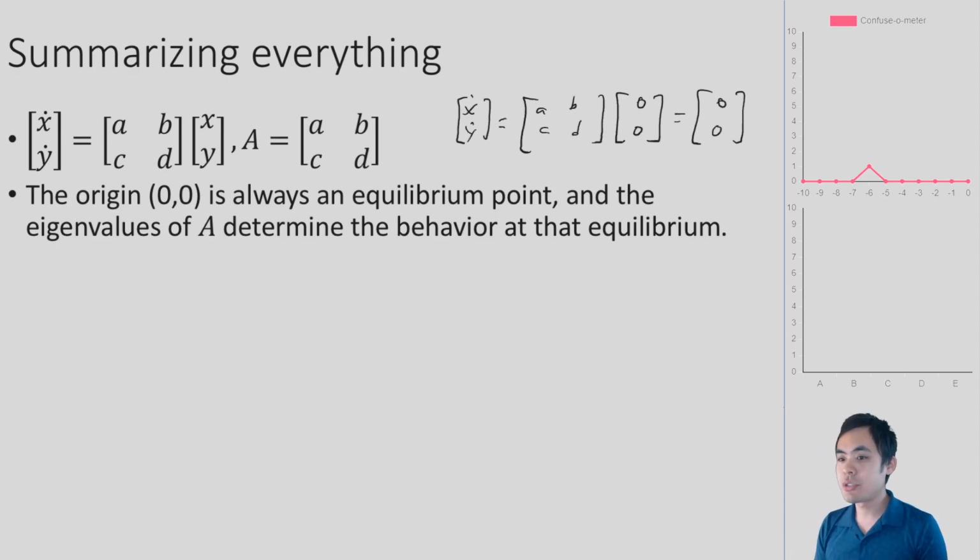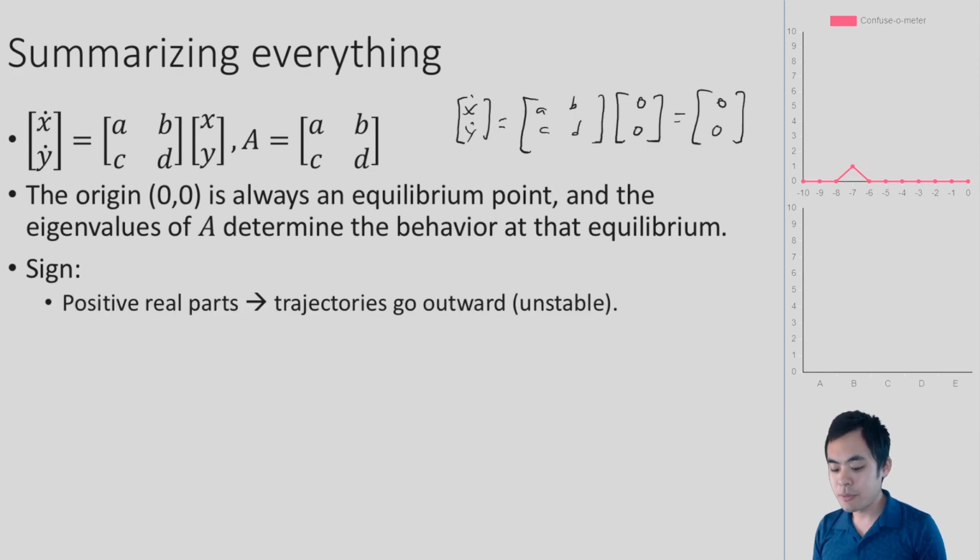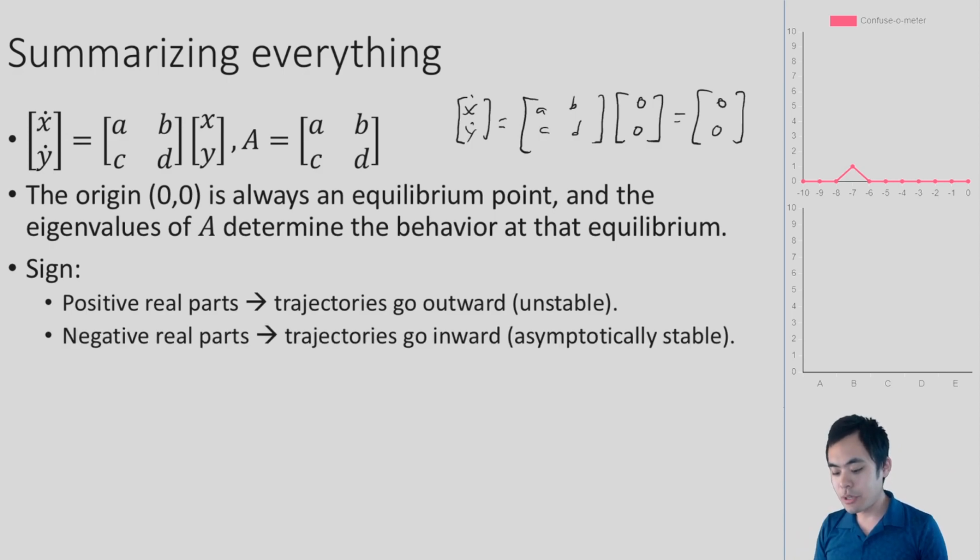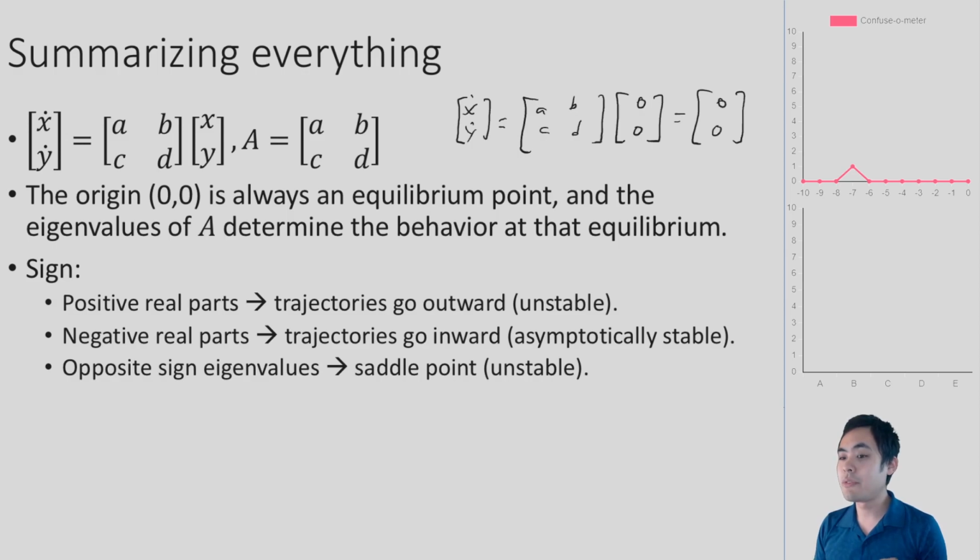So now this is an equilibrium point, and we want to understand the behavior of the system around the equilibrium point. There are a couple of ways of doing this, and we just have to look at the eigenvalues. Positive real parts say that the trajectories go outward. Negative real parts mean that the trajectories go inward. Opposite sign eigenvalues mean that you have a saddle point. When the trajectories go outward, you have an unstable equilibrium. When all the trajectories go inward, you have an asymptotically stable equilibrium. And when some go inward and some go outward, that is still unstable because you have trajectories that go outward.